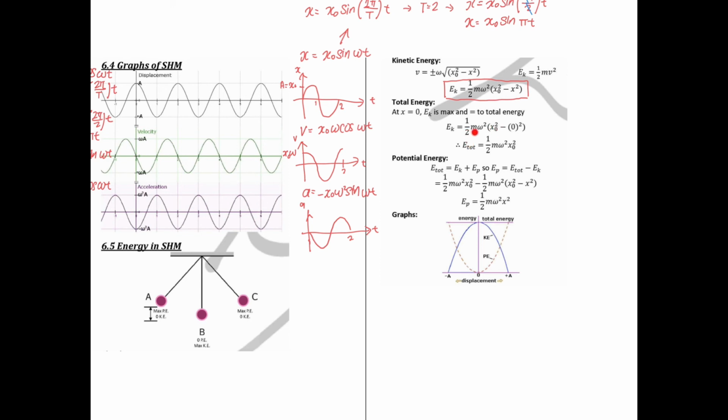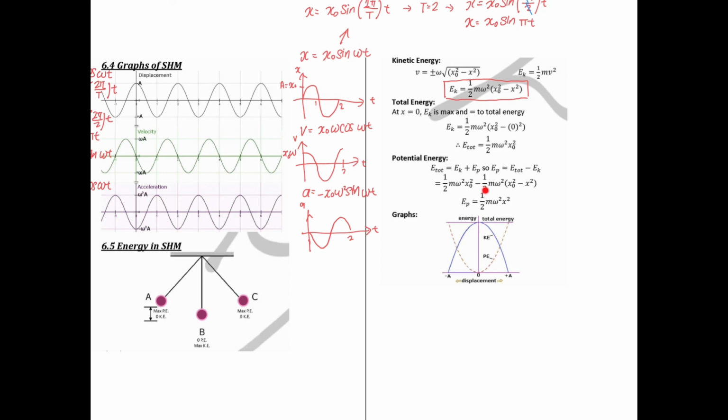Then the half m omega square x naught square is actually the maximum kinetic energy, and at the same time it is also the total energy of the system. Total energy is half m omega square x naught square, which is this part. We make use of the total energy here to find out the potential energy. So potential energy is like this. You use total energy equal to kinetic energy plus potential energy. So potential energy is total energy minus kinetic energy. Total energy is this one. Kinetic energy is this one.